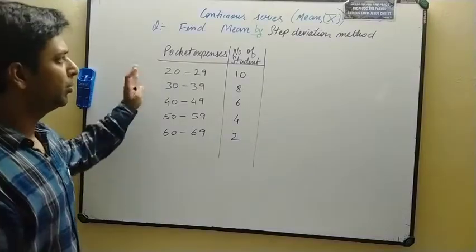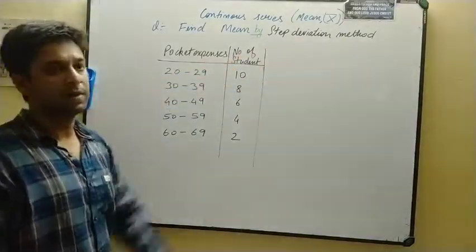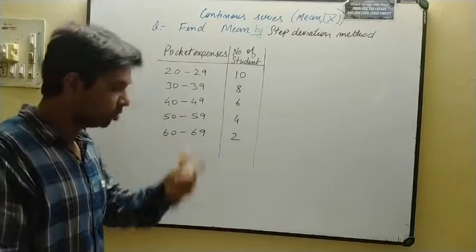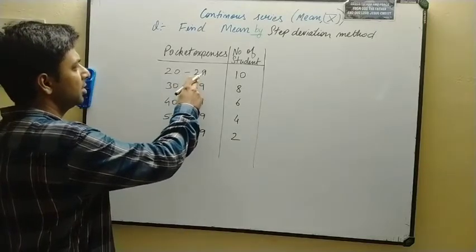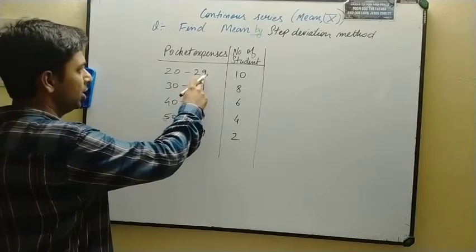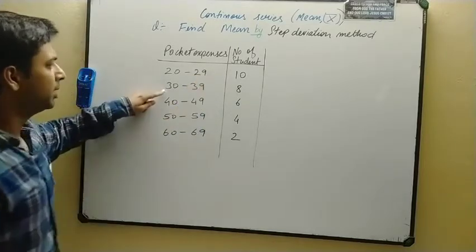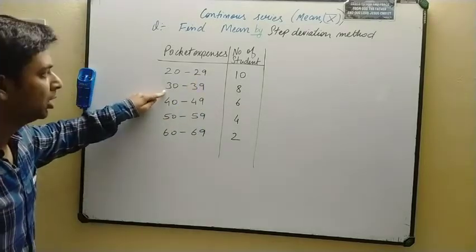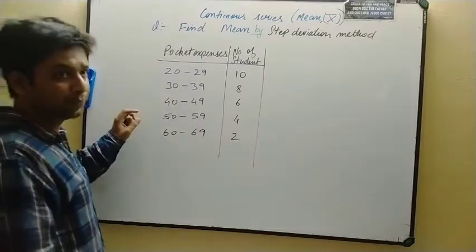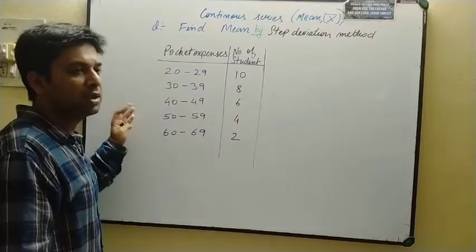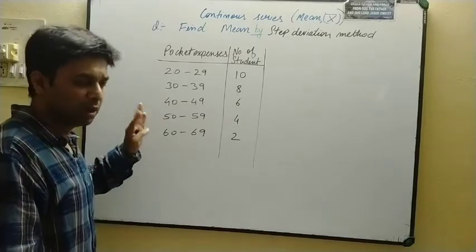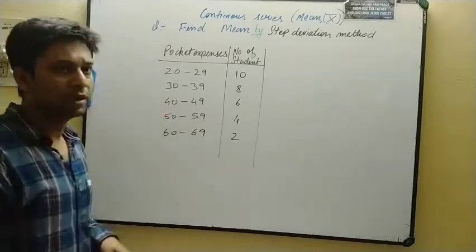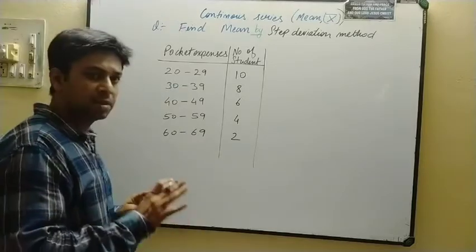Now our new numerical will be solving this by step deviation method. In the step deviation method, the problem here is that the lower limit is ending with 29 and the upper limit is starting with 30. So actually this series is called an inclusive series. Basically we used to convert it into an exclusive series, but in case of mean it is not required. So you can just solve it directly. The concepts remain the same.